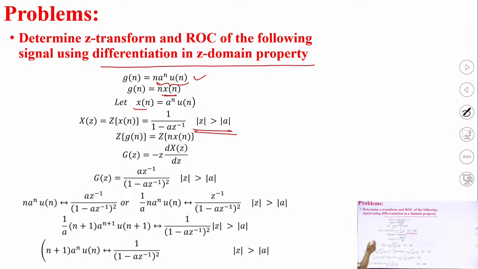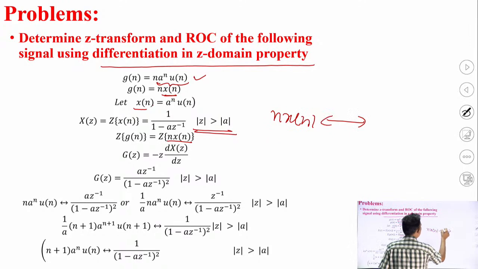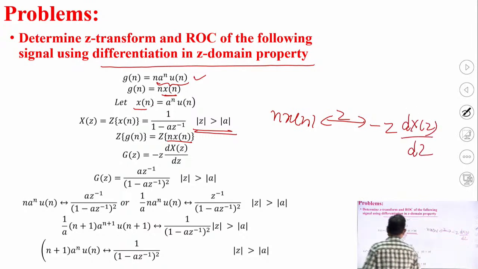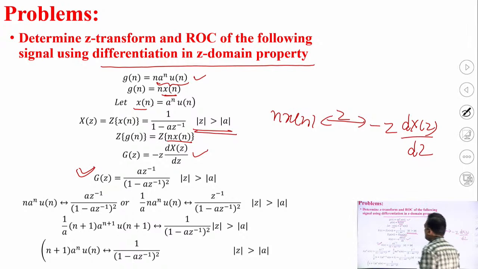Now according to this differentiation property, the Z transform of g[n], G(z), will be equal to the Z transform of n x[n], which becomes minus Z dX(z)/dz. So we take the differentiation of this term and multiply by minus Z. We get G(z) equals a Z inverse upon (1 minus a Z inverse) whole square, and in this case there will be no change in the ROC, so |Z| greater than |a|. This is the value for n a^n u[n].